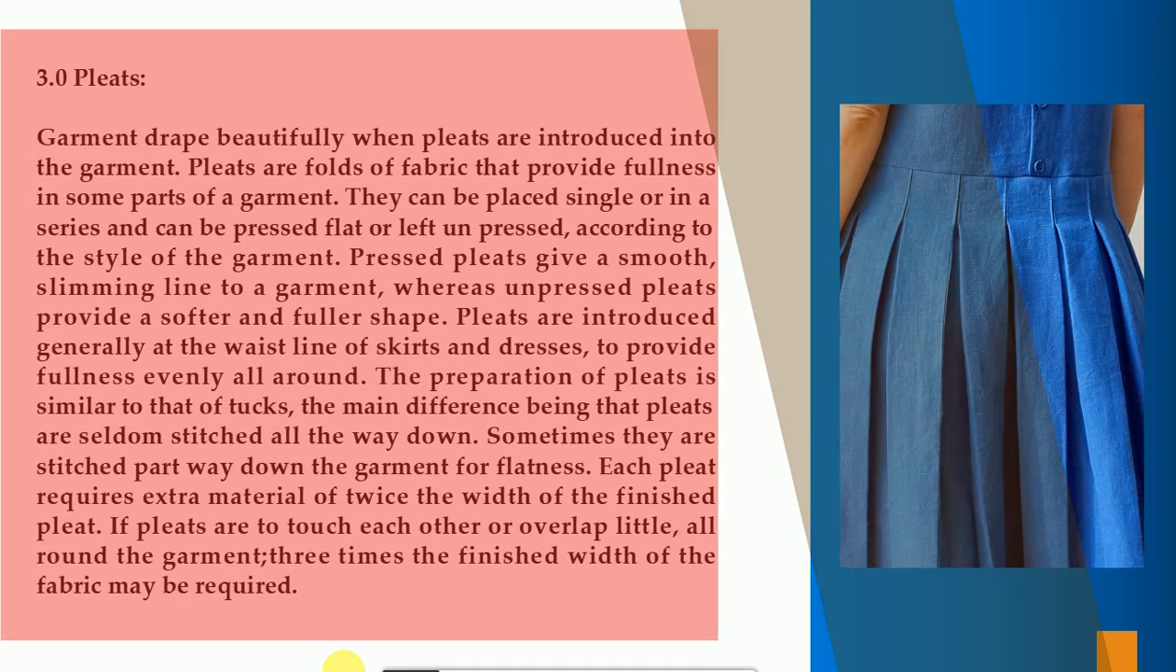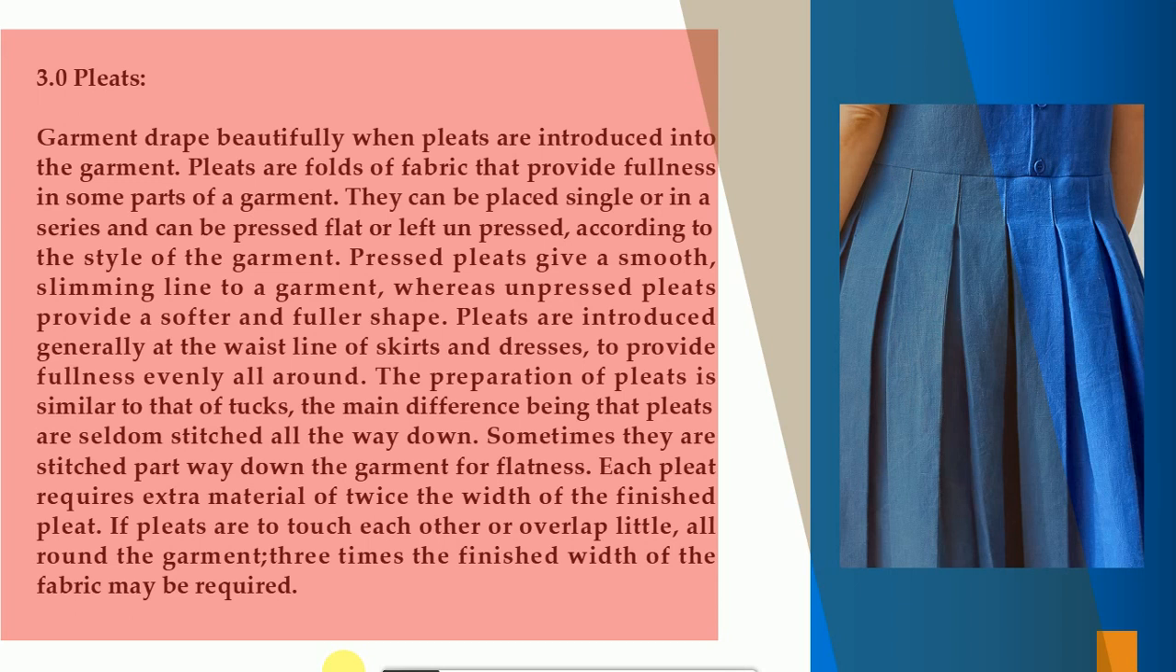Pleats. Garments drape beautifully when pleats are introduced into the garment. Pleats are folds of fabric that provide fullness in some parts of a garment. They can be placed single or in a series and can be pressed flat or left unpressed, according to the style of the garment. Pressed pleats give a smooth, slimming line to a garment, whereas unpressed pleats provide a softer and fuller shape. Pleats are introduced generally at the waistline of skirts and dresses, to provide fullness evenly all around.